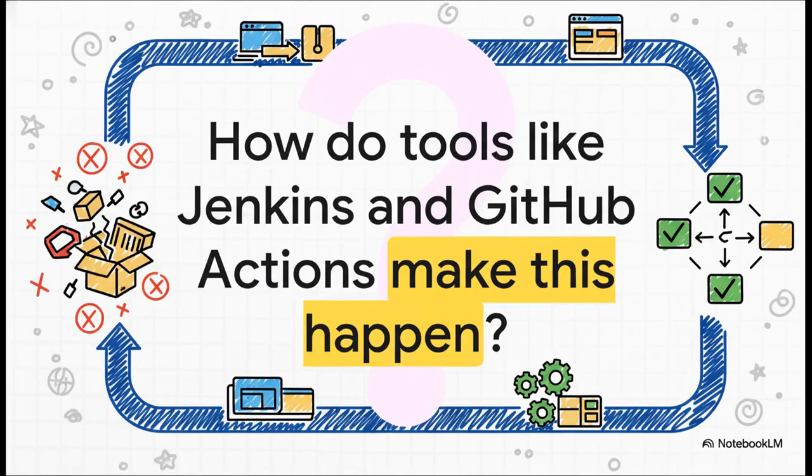So we've covered the what and the why, but that still leaves a pretty big question on the table, doesn't it? How do tools like Jenkins and GitHub Actions actually pull all of this off? What's going on under the hood to make that magic happen? We'll be digging into that very question in our next one.